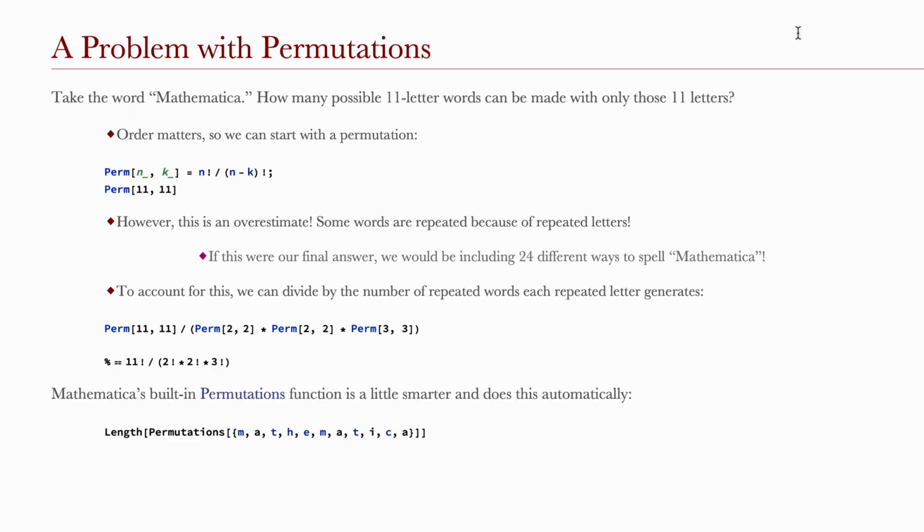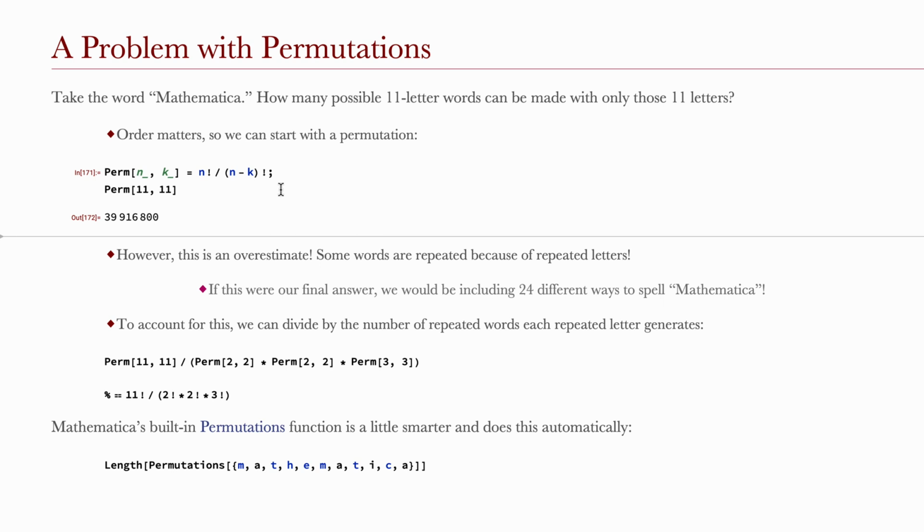Moving on, we have a similar problem with permutations. Take the word mathematica. How many possible 11-letter words can be made using only those 11 letters? I should note here that when I say word, I don't mean a correct word, just a possible string of 11 letters. In this case, order matters, so we start with a permutation. We define a function perm of n comma k equal to our formula from before, and then take permutations of 11 comma 11 in the Wolfram language.